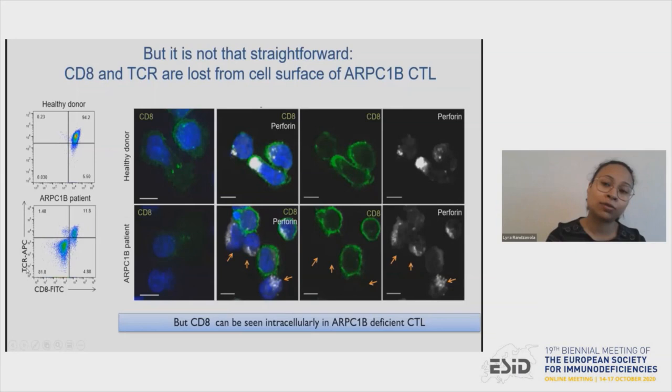When I looked under the microscope, I noticed that in healthy donor, CD8 could be seen at the membrane and intracellularly, while in the ARPC1B patient, we could barely see any CD8 on the membrane, but instead we can see puncta of CD8 in the cytoplasm. And the cells that have lost CD8 on the membrane still expressed perforin. So how can we explain that?